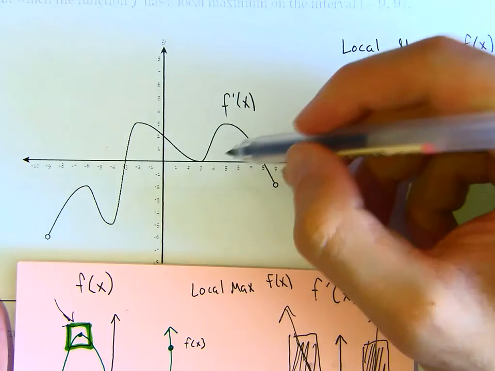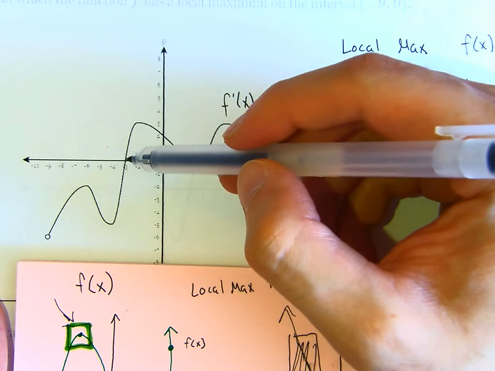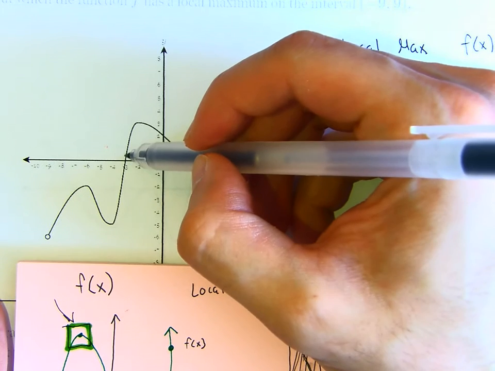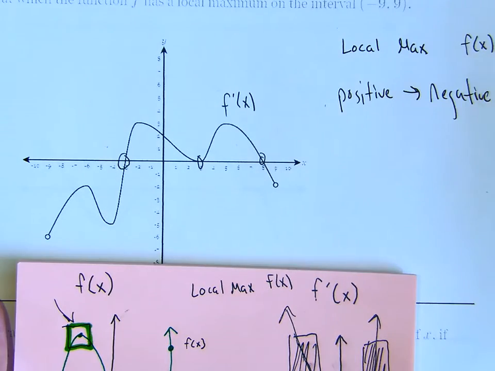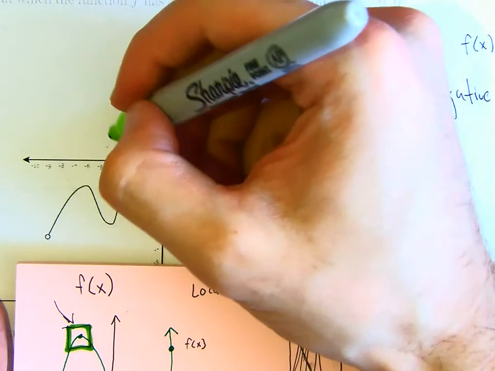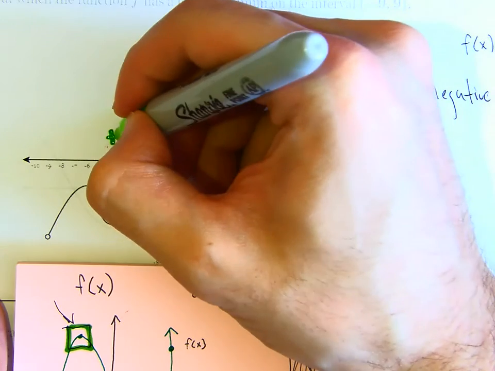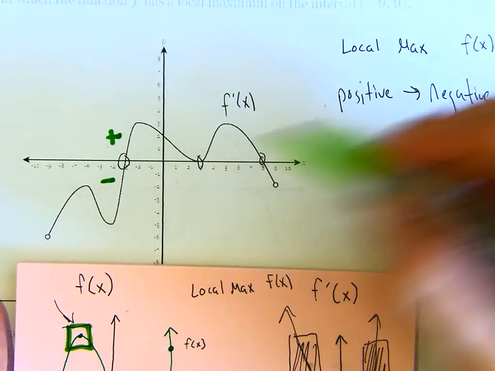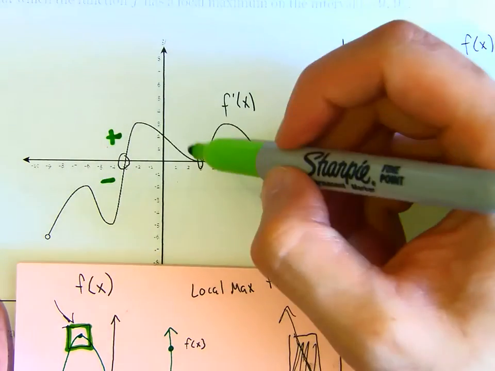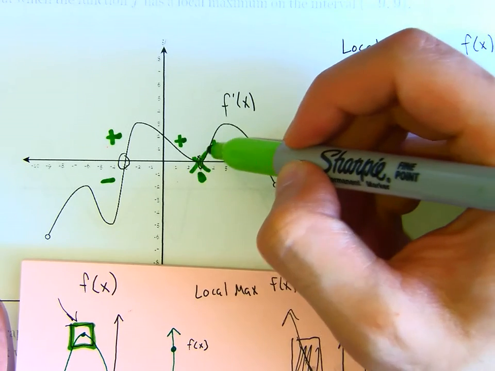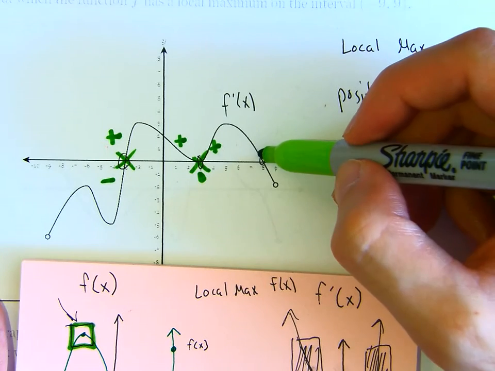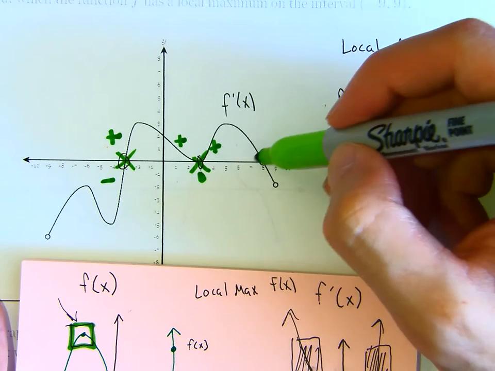And where does it cross the x-axis? Notice that you have 3 choices. It could be here, here, or here. Notice this is going from negative to positive, so this doesn't work because we want to go positive to negative. This goes positive, 0, positive. So this one doesn't work. This one doesn't work. But look at this one. This is positive to negative.